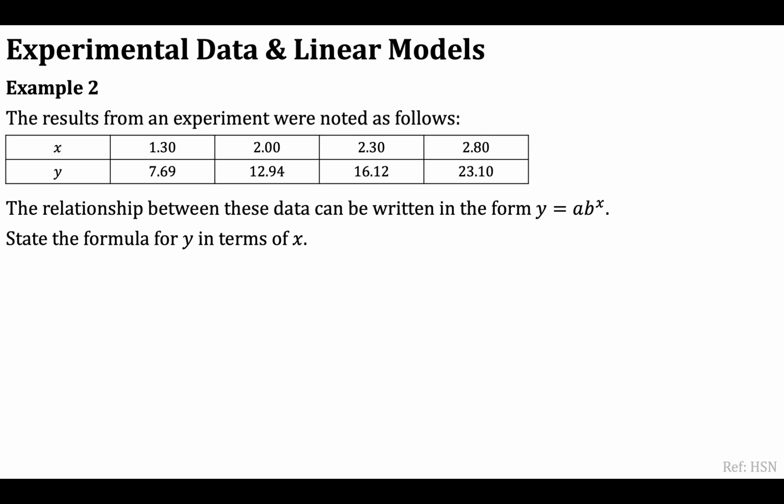So let's have a look at how to deal with this in an example. So this is example 2, because this follows on from the first video on experimental data and linear models. So the results from an experiment were noted as follows. You can see we've got values here for both x and y. We are told that the relationship between these data can be written in the form y equals a times b to the power x, and we're asked to state the formula for y in terms of x. Now this formula has already been stated, but you can see that we've got unknowns a and b here, so that's what we need to try and find out.